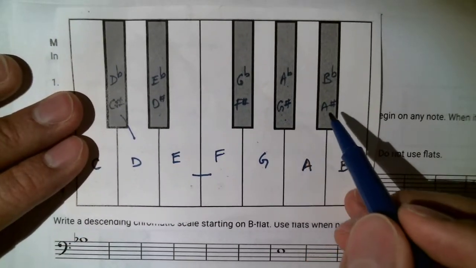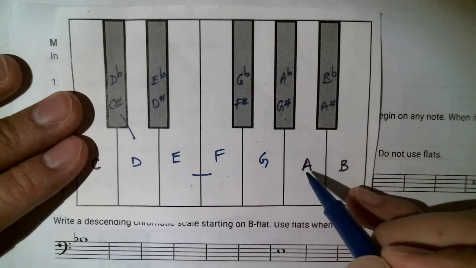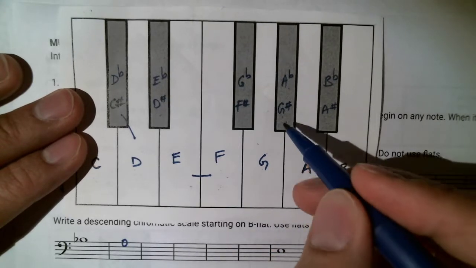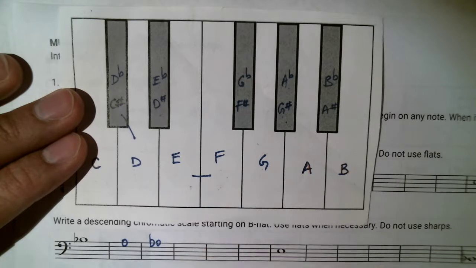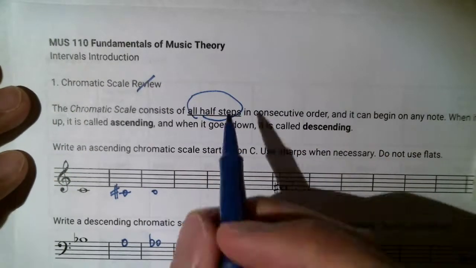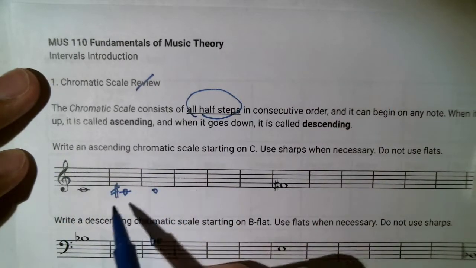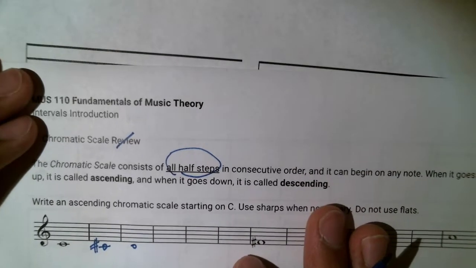So the B flat descending chromatic scale starts with B flat, and then we're going down a half step to this note, which is A. And then we're going to go down again to this note, and that's going to be A flat, and so forth. Okay, so that's pretty simple. Now, the reason why we talk about chromatic scales here first is that counting half steps is going to be very important as we talk about intervals.